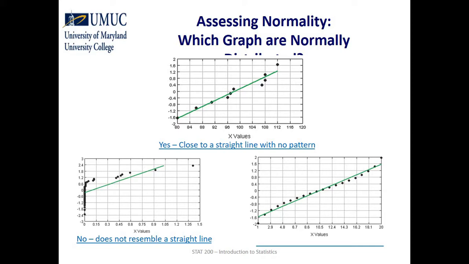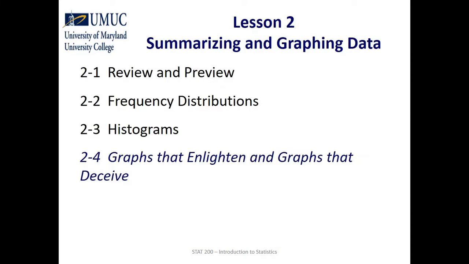And then the next one is a little bit trickier because it looks like it follows a straight line. But if you look very carefully, you'll see that it actually follows this cyclical pattern. So because it follows that pattern, it is not considered to be normally distributed. Okay, so that wraps up histograms and a little bit of information about normal and normally distributed graphs.